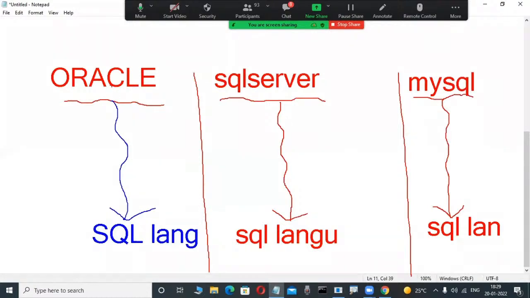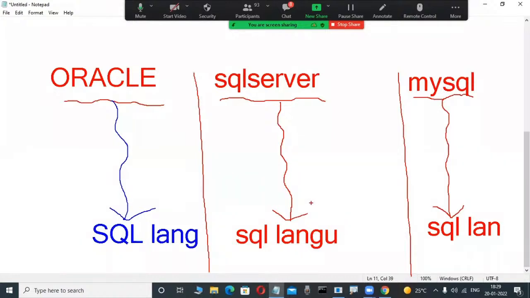Whenever you are working on an Oracle database product in your system, your friend is working on a SQL Server product, and your other friend is working on a MySQL database product. All these people are using a SQL language only, but are all these SQL languages the same or different? Only one answer is correct.